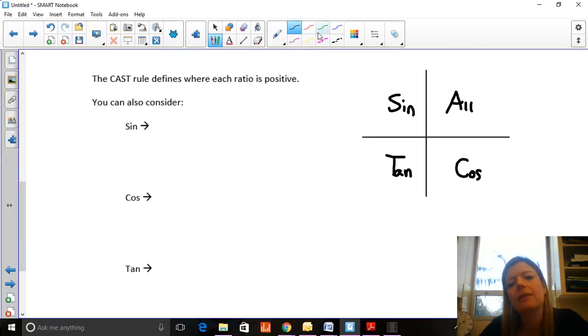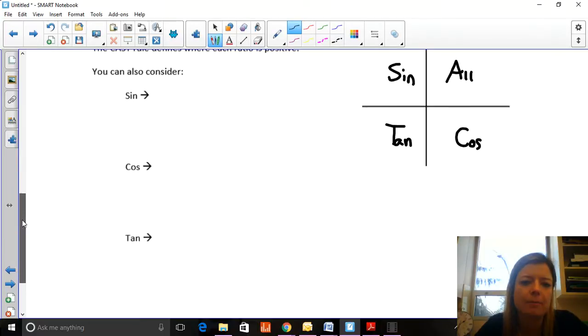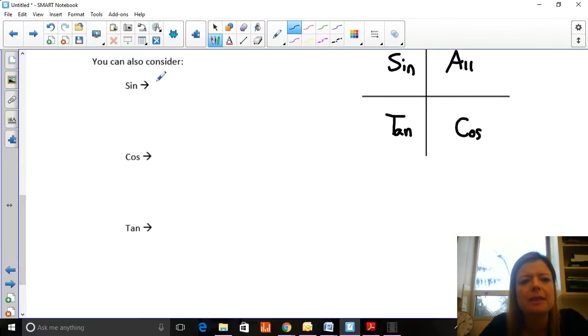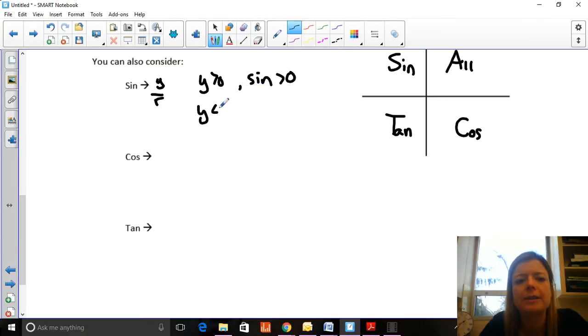Now the CAST rule is all well and good, but I want to explain why the CAST rule is what it is. And again, we talked about this last year. So remember that sine is just y over r, okay? And the radius is always positive. So wherever y is positive, sine will also be positive. And wherever y is negative, sine will also be negative. So it makes sense that in these two quadrants, sine is positive in both of them, because in both of those quadrants, y is positive. And down here, sine is negative, because that's where y is negative.